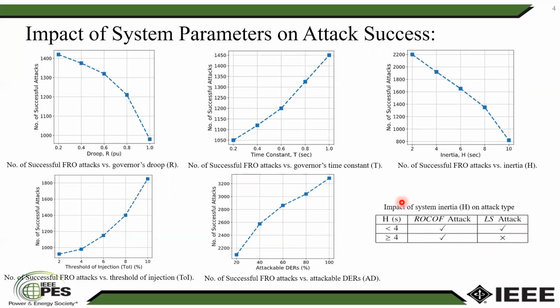Also in this table, you can see that if the inertia is less than 4, we have 2 different types of attack in the power system, which are ROCOF and load shedding. But when the inertia goes higher, we don't have any kind of load shedding attacks anymore in the power system.